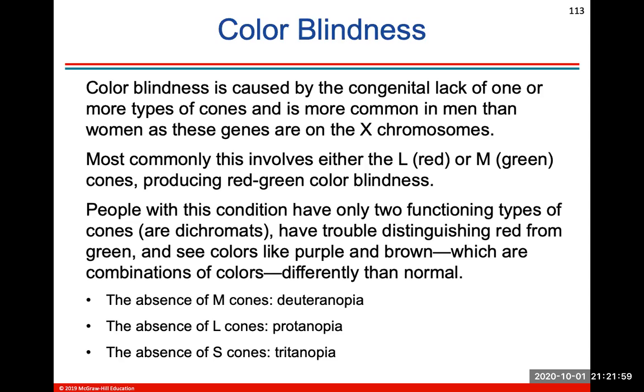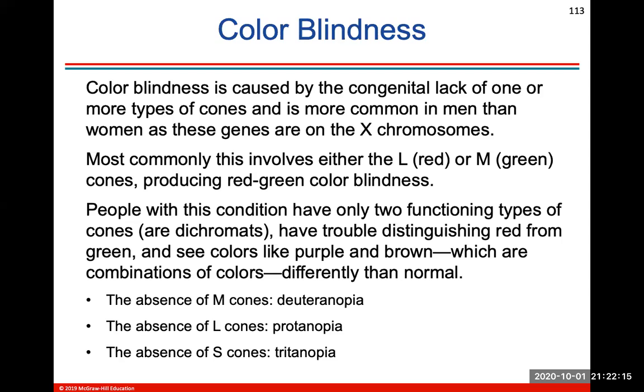Color blindness is caused by the congenital lack of one or more types of cones, and is more common in men than women, as these genes are on X chromosomes. And most commonly, this involves either the red or green cones producing red-green color blindness. So many people just are colorblind to certain colors. And again, it most often affects men.